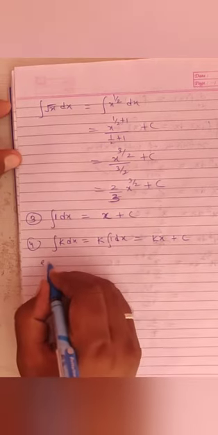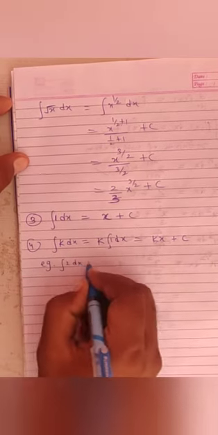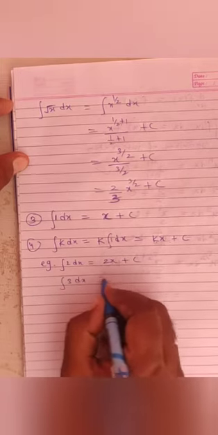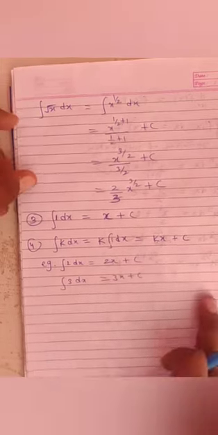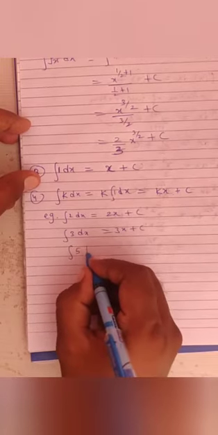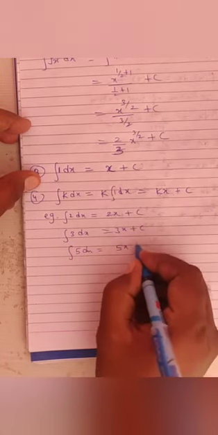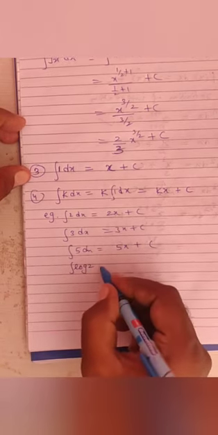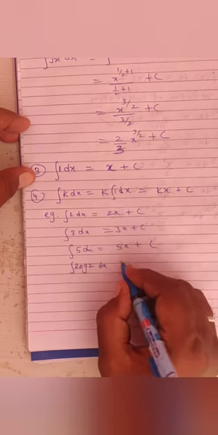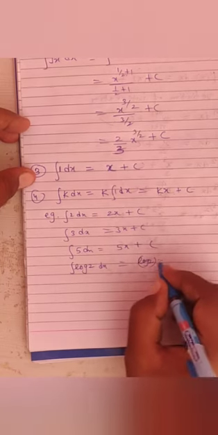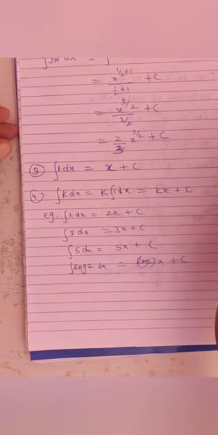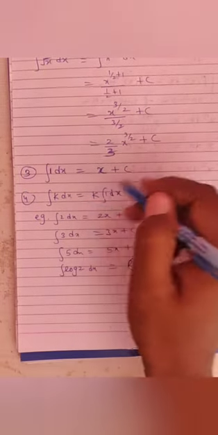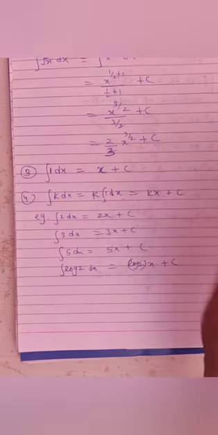Now let's take the example. Integration of 2, so this is constant into x plus c. Integration of 3, constant into x plus c. Integration of 5, constant into x plus c. Integration of log 2: here it does not contain any variable term, so log 2 is a constant, so constant into x plus c. So integration of constant is what? Constant into x plus c.